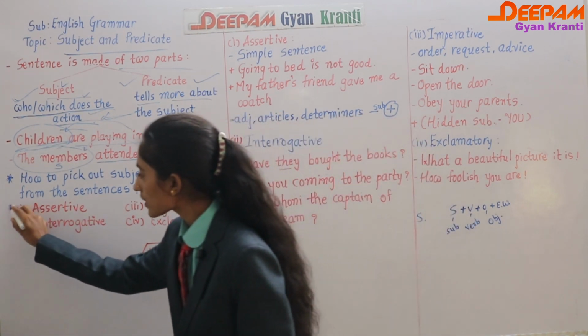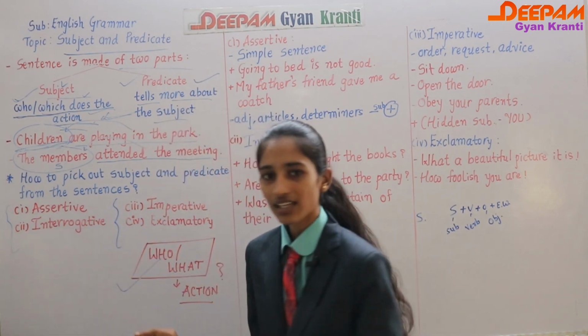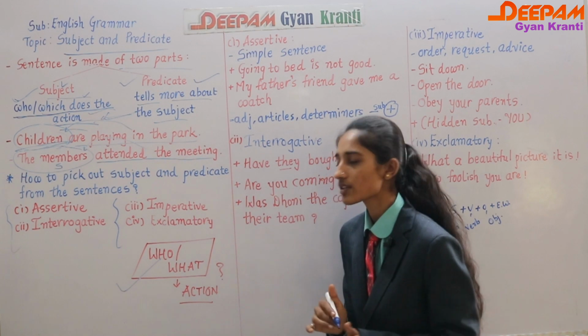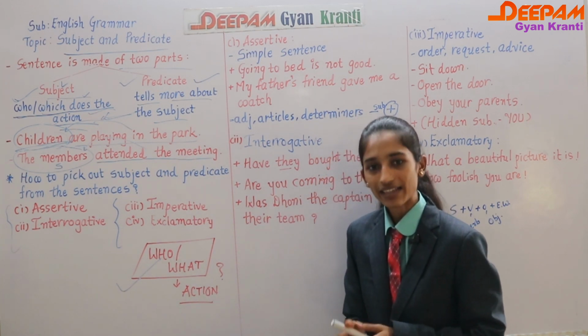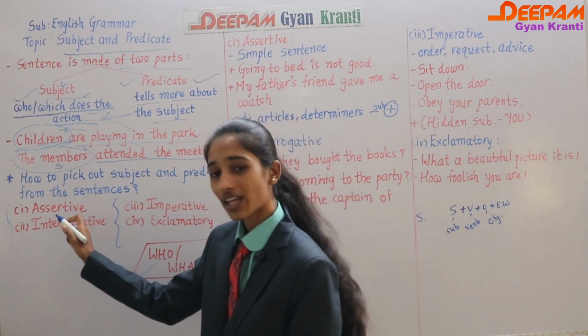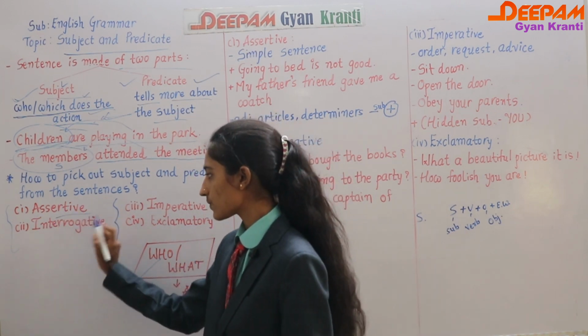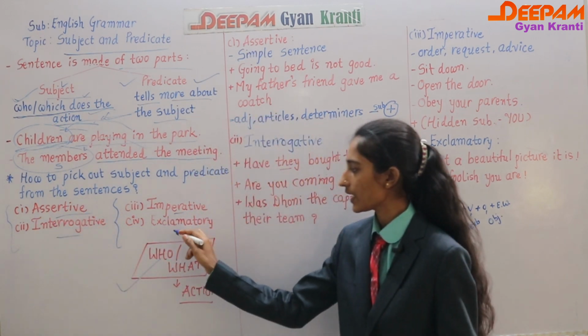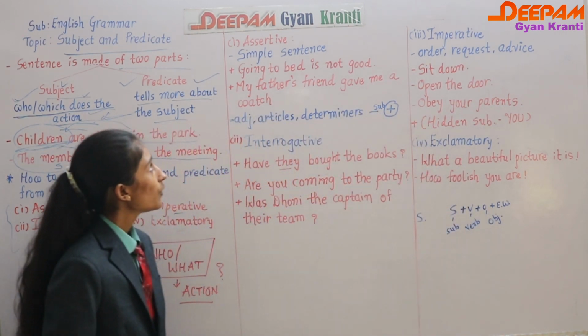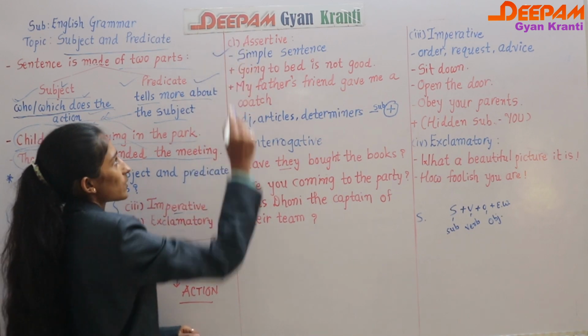In these 4 types of sentences, the exercise will be there, and you have to find out the subject and predicate from the sentence. So first, which 4 types are we going to learn today? Assertive sentence, interrogative sentence, imperative sentence and exclamatory sentence.